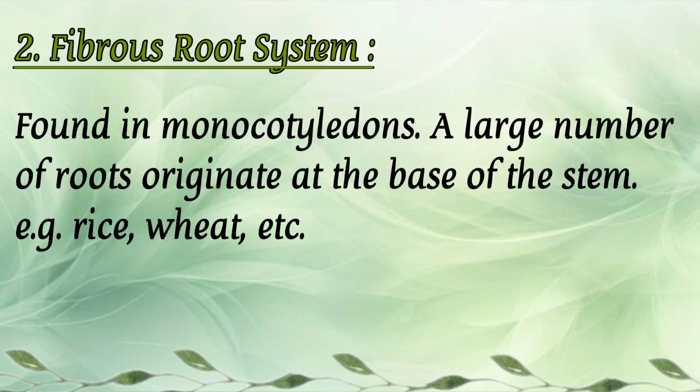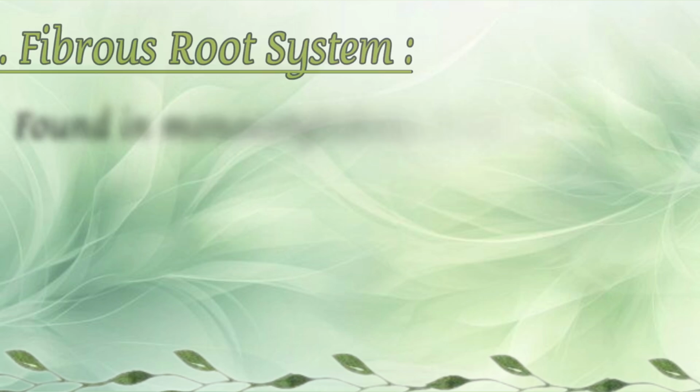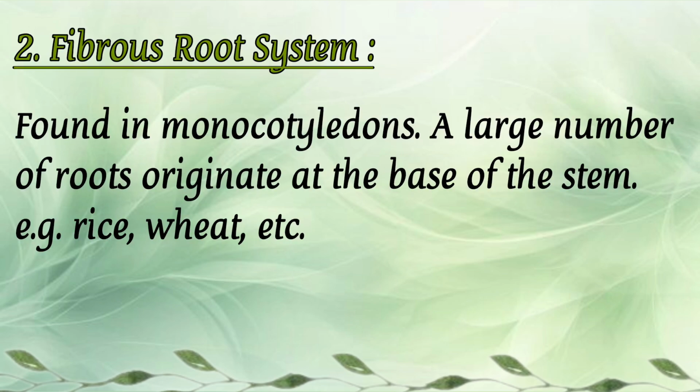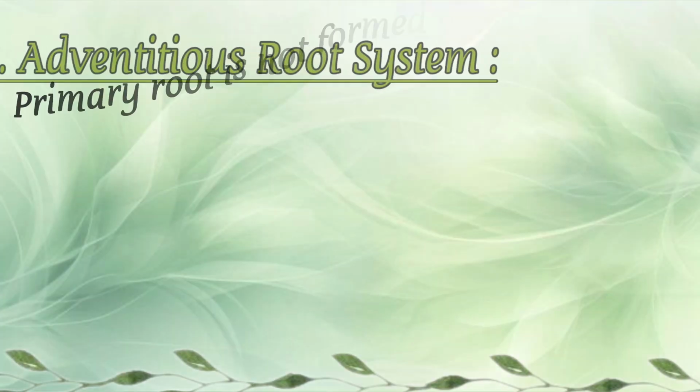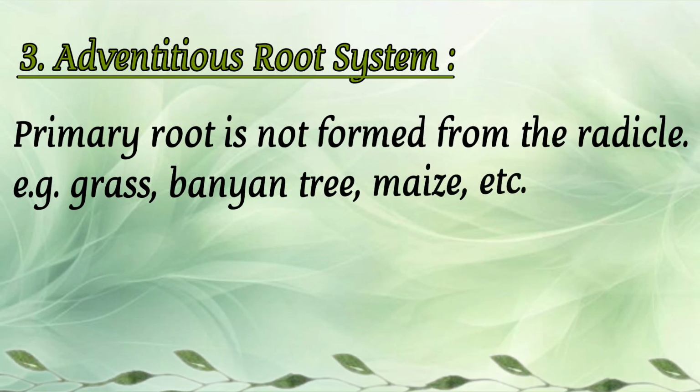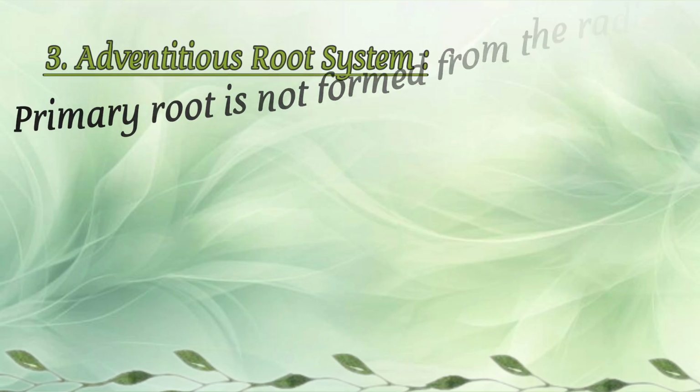The second type is the fibrous root system. In this system, a large number of thin roots grow from the base of the stem instead of one main root. This type of root system is common in monocot plants such as rice and wheat. The third type is the adventitious root system. These roots do not develop from the radicle. Examples include grass, banyan tree and maize.